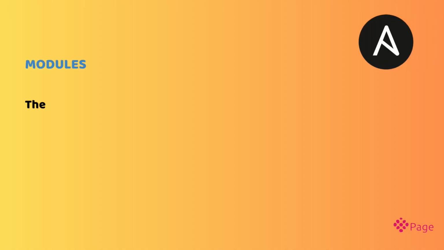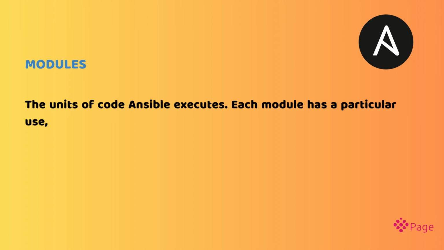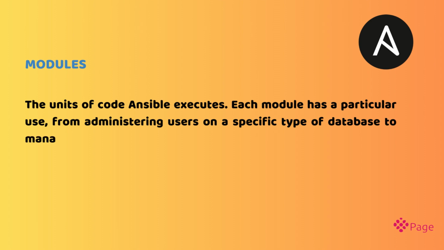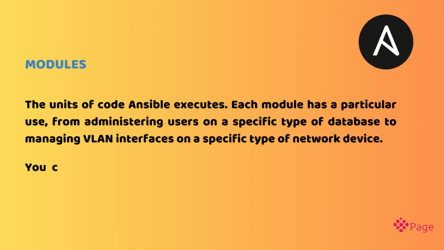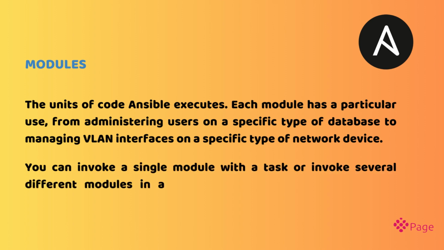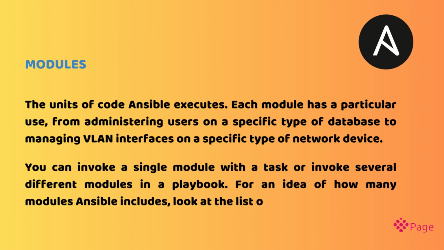Modules. The units of code Ansible executes. Each module has a particular use, from administering users on a specific type of database to managing VLAN interfaces on a specific type of network device. You can invoke a single module with a task or invoke several different modules in a playbook. For an idea of how many modules Ansible includes, look at the list of all modules.